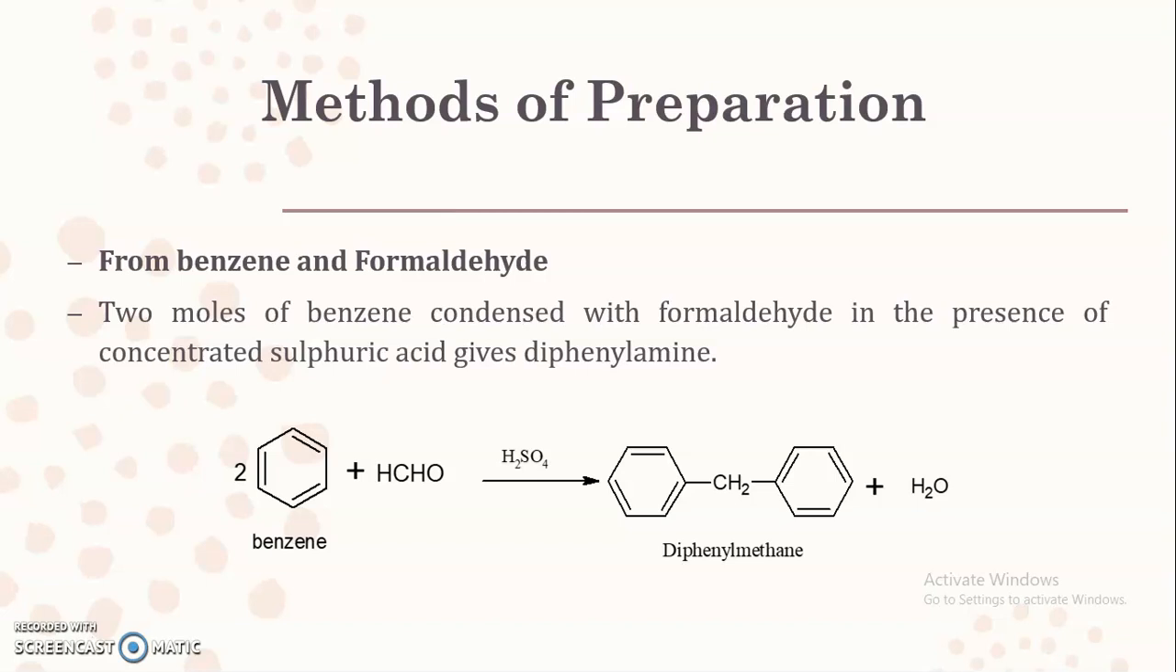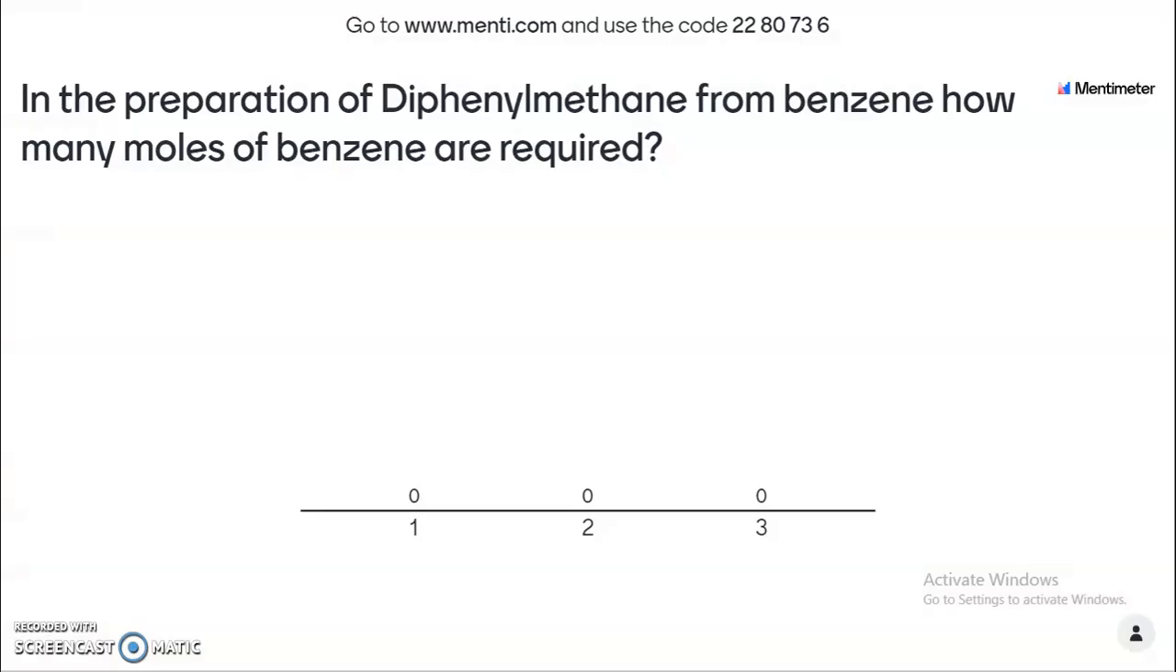Then the fourth method that we have seen is from benzene, where 2 moles of benzene are reacted with methane, or you can say dichloromethane, which leads to the formation of diphenyl methane. And in the last method, we have synthesized diphenyl methane from benzene and formaldehyde. So these are the various methods that are used for the preparation of diphenyl methane.